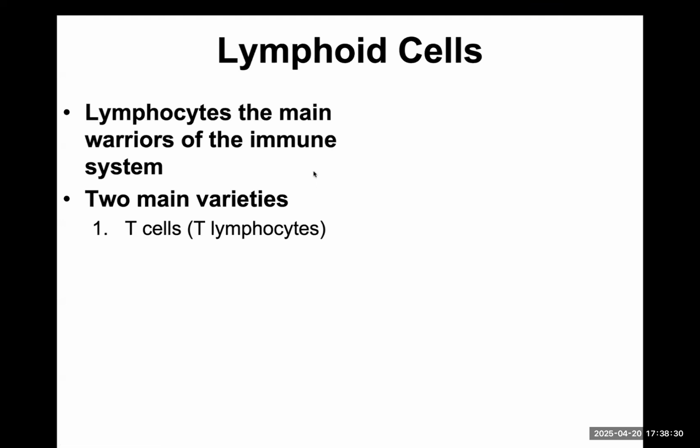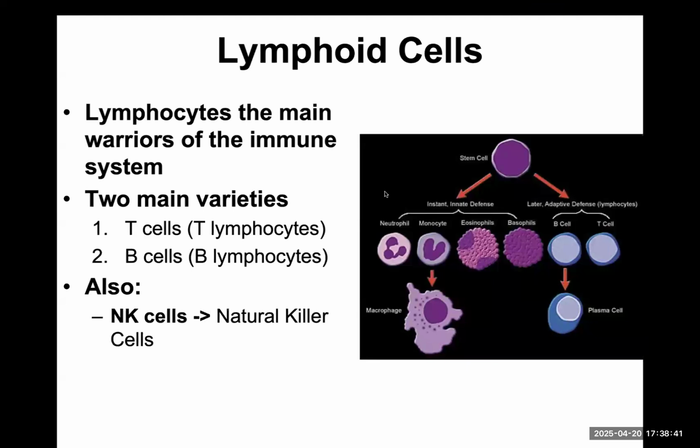So lymphocytes are the main warriors of the immune system. We have these leukocytes, and those are white blood cells. The main ones that I want you to know are the T cells, B cells, and NK cells, which stands for natural killer cells. But sometimes people don't realize that this is also a type of leukocyte.